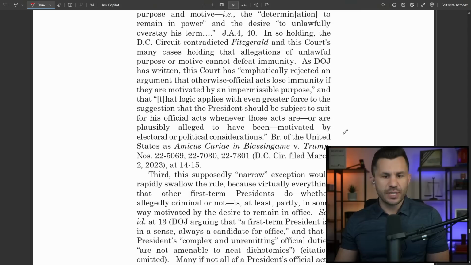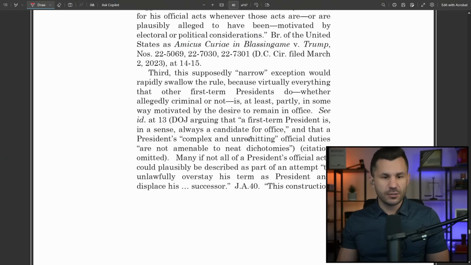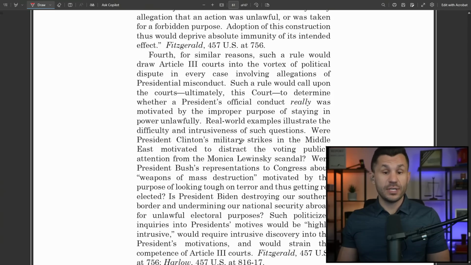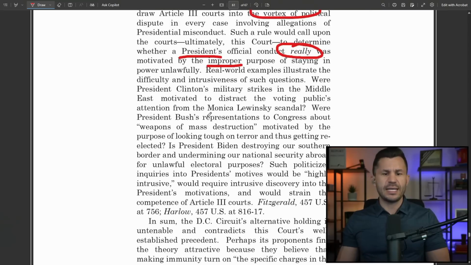The DOJ has written that this court has emphatically rejected an argument that you lose immunity just based on your motivation. And third, this supposedly narrow exception would also rapidly swallow the rule. They say that if you allow this to continue, there will be a vortex of political disputes all over the place. We'll ask a question about whether the president's conduct was really motivated by an improper purpose. We're going to have to get into the president's mind on everything.